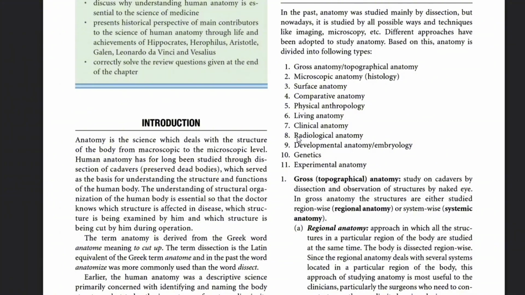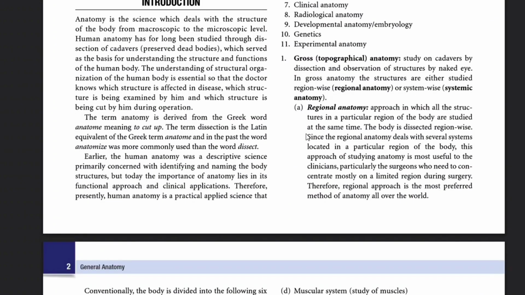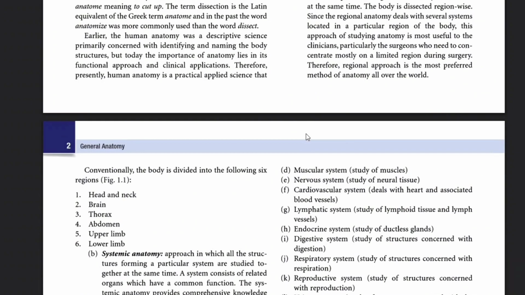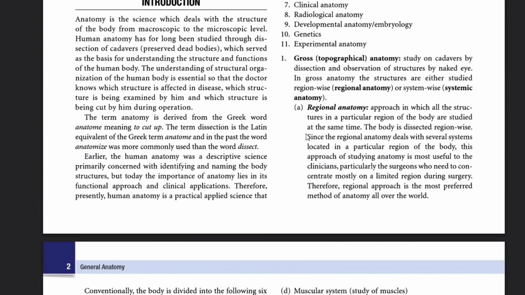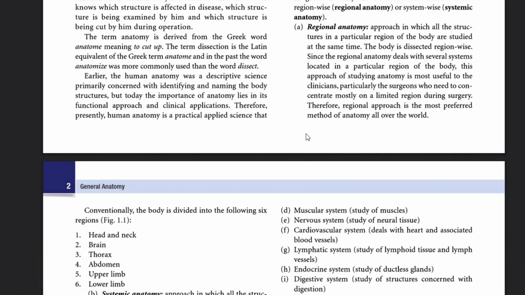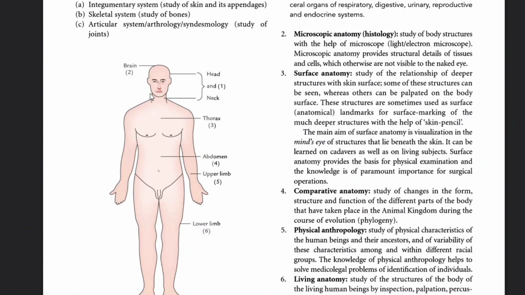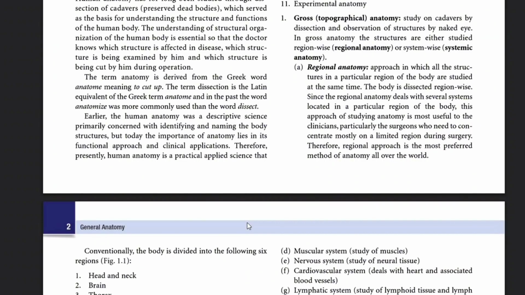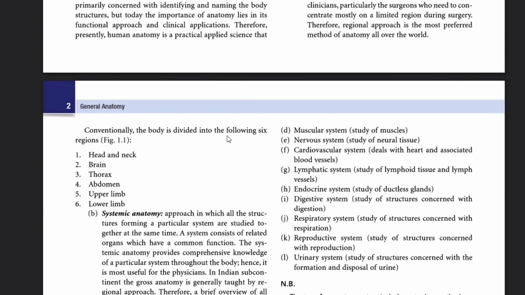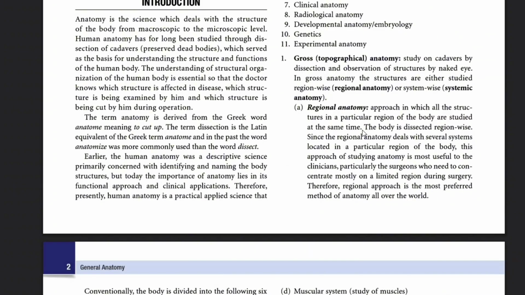In gross anatomy there are two types: regional anatomy and systemic anatomy. Regional is very simple, as I just said, we study particular regions. For example, the head and neck region is one part, thorax and abdomen is one part, and upper limb and lower limb is one part. We study these separately. So the body is divided into the following six regions: head and neck, brain, thorax, abdomen, upper limb and lower limb. That is regional anatomy, the study of the body region by region.